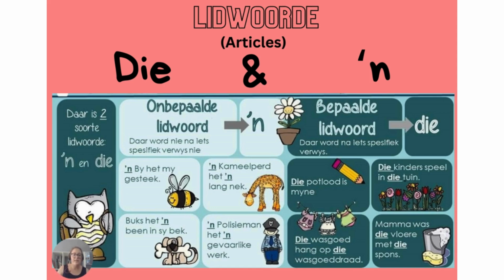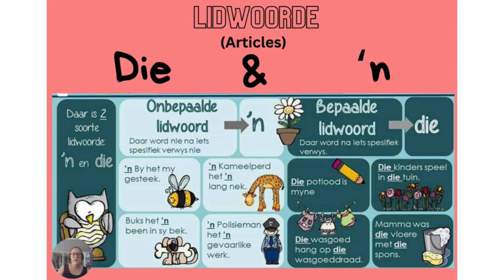So if we look at these examples here, onbepaalde lidwoord is 'n, daar word nie na iets spesifiek verwys nie, so it's not a specific thing, it can be any one of the many things. Of bepaalde lidwoord is die en daar word na iets spesifiek verwys. So let's look at the 'n ones. 'n By het my gesteek. 'n Kameelperd het 'n lang nek. Buks het 'n been in sy bek. 'n Polisieman het 'n gevaarlike werk, but we don't know which specific person, which specific bee. It's net 'n by het my gesteek. I don't have to be here to show you die by het my gesteek.